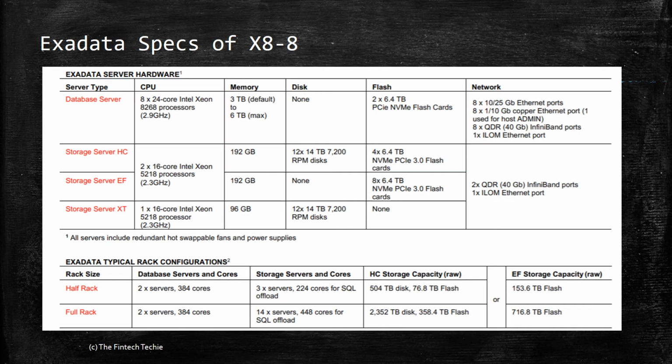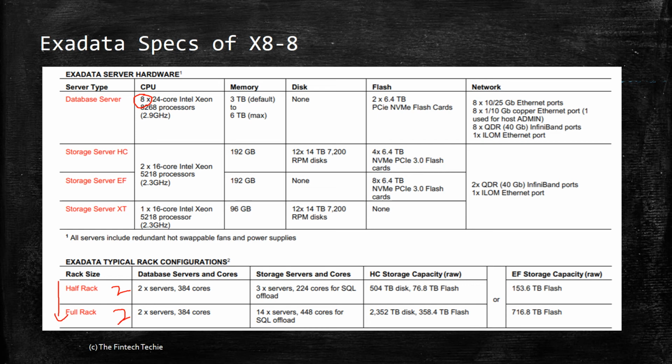Let's do an X8-8. If you see, in X8-2 we had two sockets, that is two processors, but here in X8-8 you have eight sockets, 8 into 24 cores, Intel Xeon 8268 processors. And then you have storage as well. However, the configurations are much more limited here. You have a half rack and a full rack, and interestingly, half rack and full rack both come with two nodes.